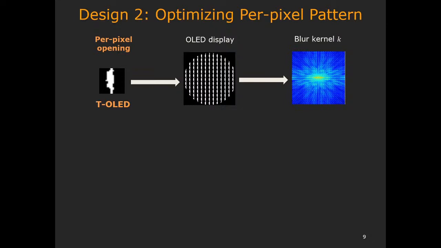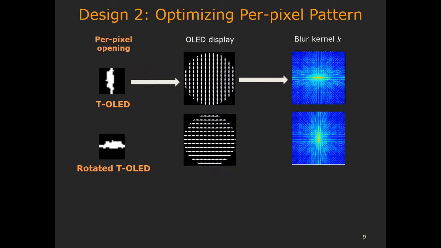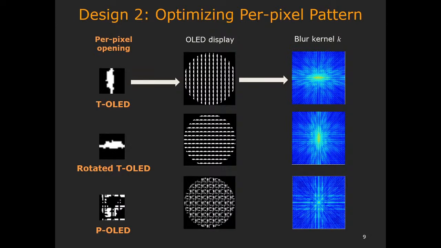The second factor that affects the blur kernel is the opening pattern at individual pixel. This per pixel opening pattern is critical in determining the overall shape of the blur kernel. Here, TOLED is narrow in horizontal direction, thus it induces a wide blur in horizontal direction. If we rotate TOLED pattern, now it is narrow in vertical direction, and thus the blur is wide in vertical direction. We can see that a directional unit opening will result in a directional blur kernel. If we use an isotropic pattern such as POLED, the blur kernel is more isotropic as well.